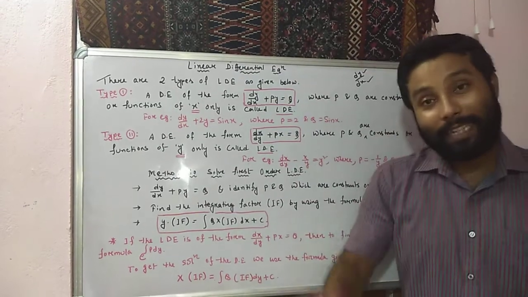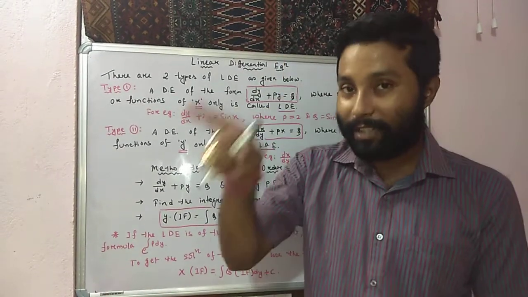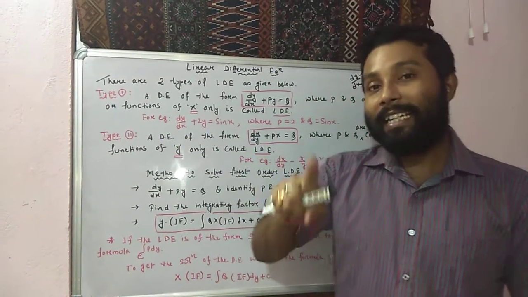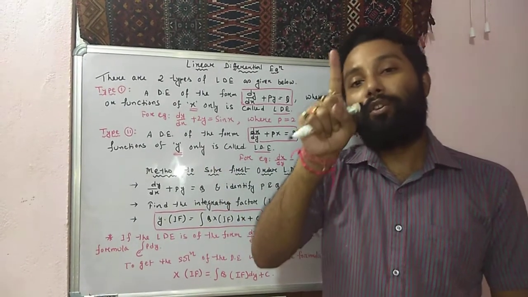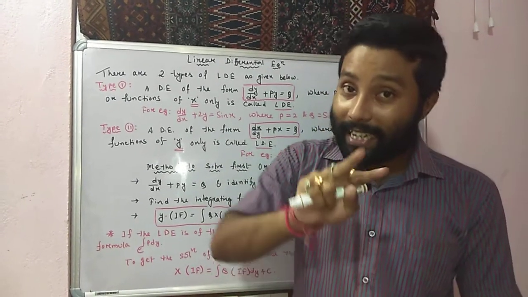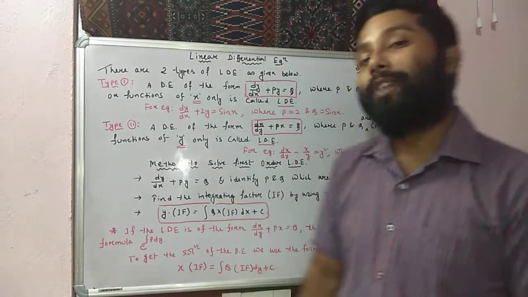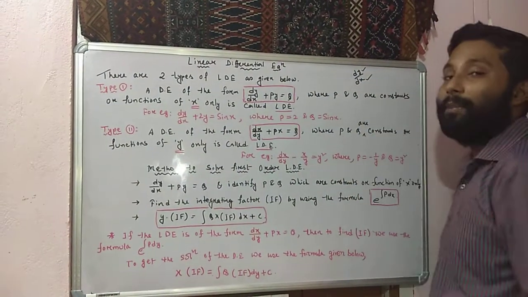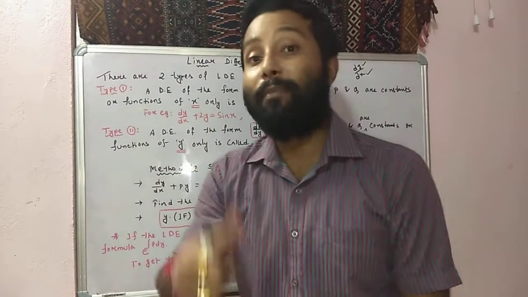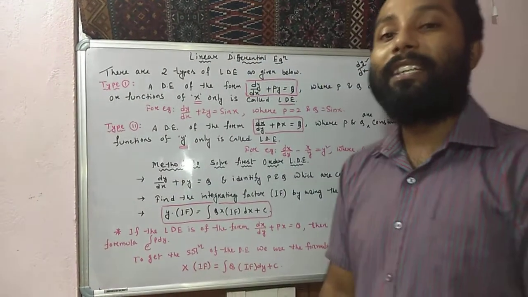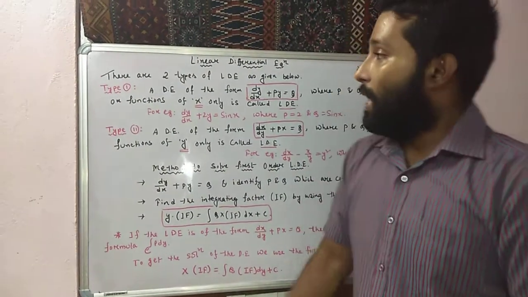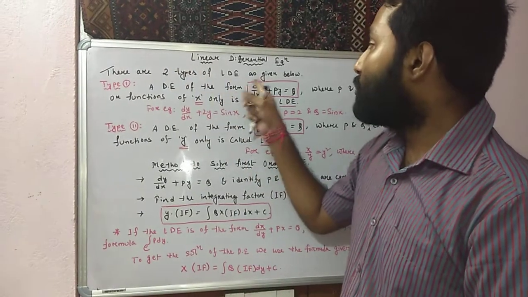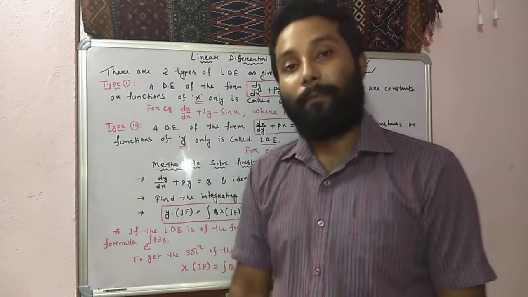Once again I am repeating, the degree of the dependent variable and its derivative is always 1, and they do not get multiplied together. So that means x or y multiplication form में नहीं रहेगा. So such type of equation is called what? Linear differential equation. Now there are two types of linear differential equation, right?